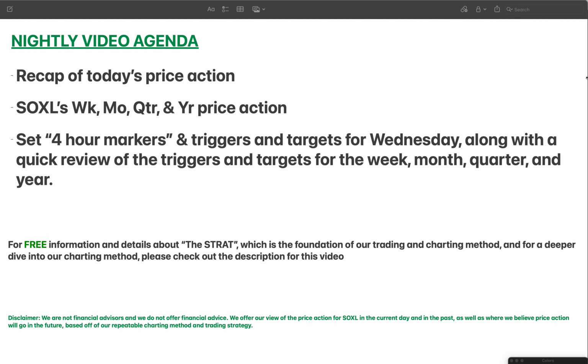So let's take a look at the agenda for today. We'll go ahead and recap today's price action. Then we'll zoom out like we always do and look at the week, month, quarter, and year. And we'll zoom back in to set our 4-hour markers and our triggers and targets for Wednesday, along with a quick review of the triggers and targets for the week, the month, the quarter, and the year.